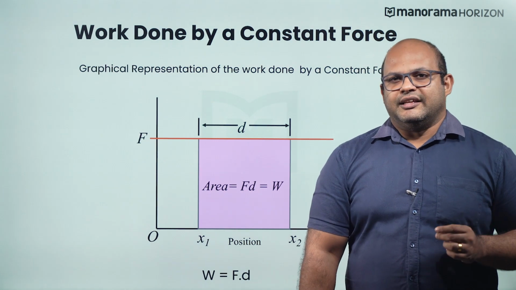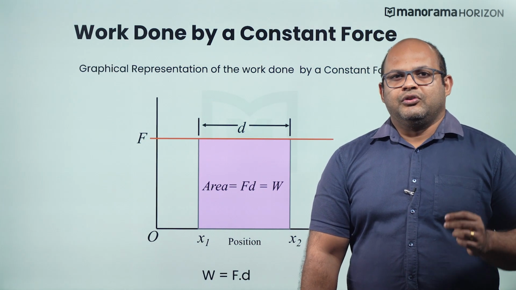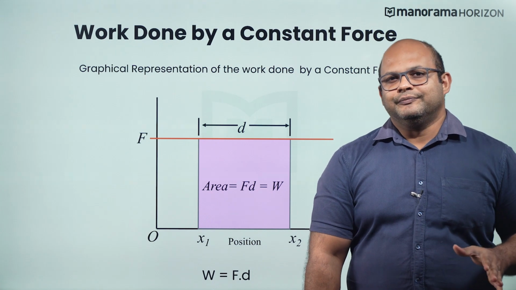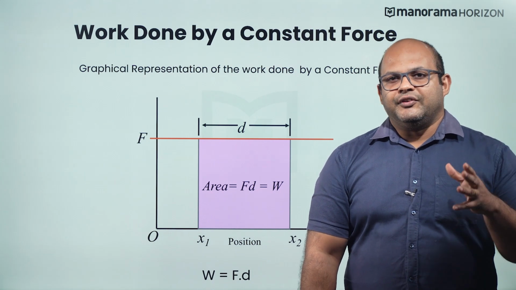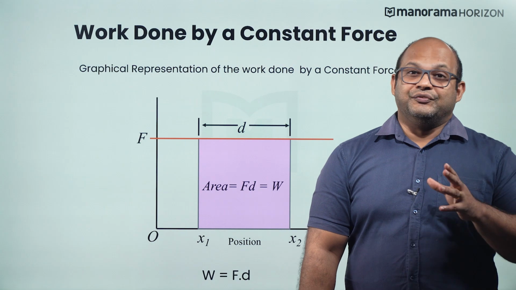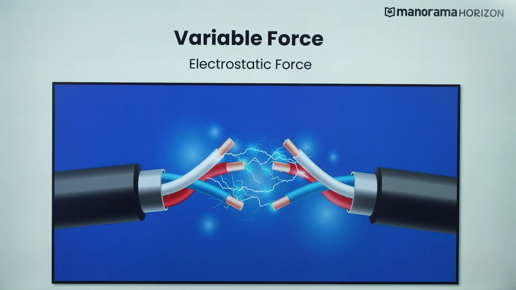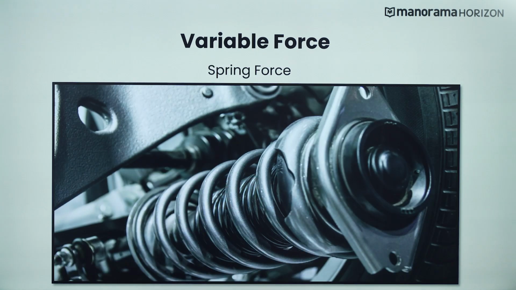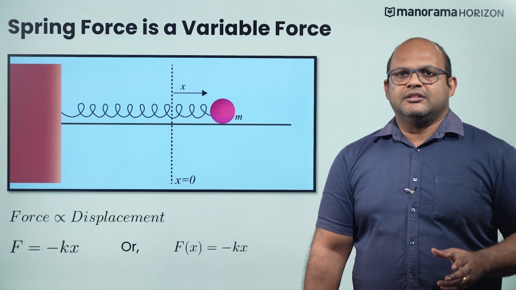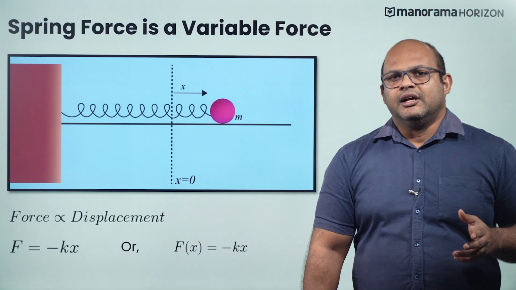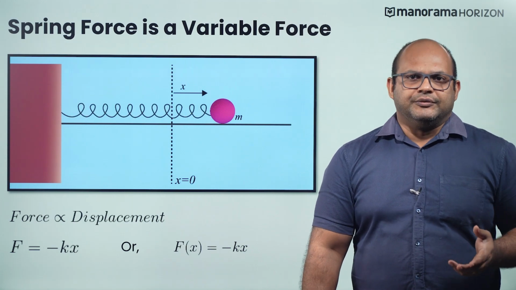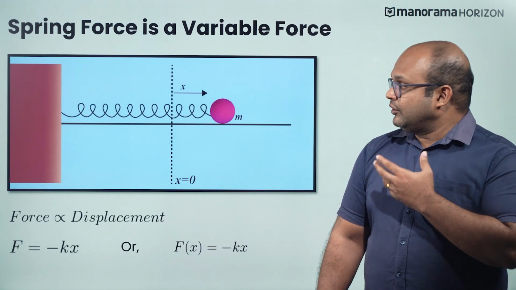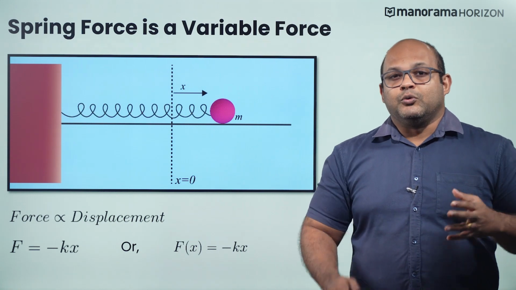But in a practical sense, the concept of constant force is very oversimplified. Most of the forces that we encounter in the real world are variable forces. For example, electrostatic force, magnetic force, spring force, all of these are examples of variable forces. In the beginning, when we considered the spring being stretched and released, when the spring is in the stretched condition, it will exert some force on the object to bring it back to its original shape.